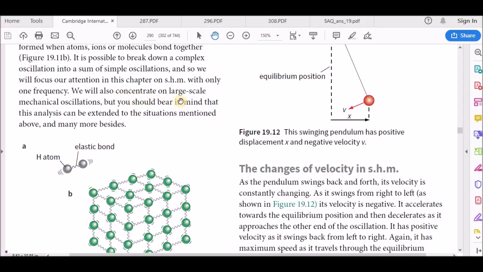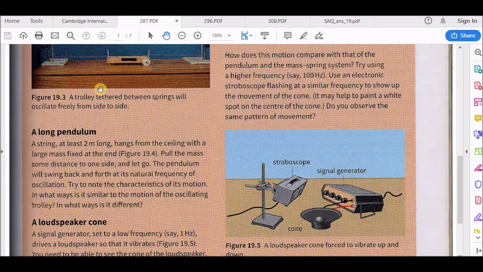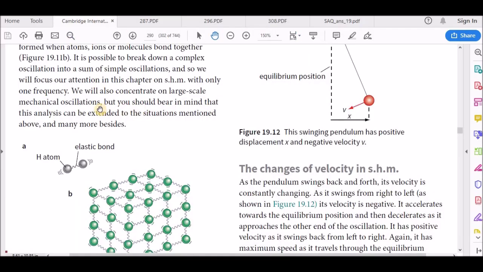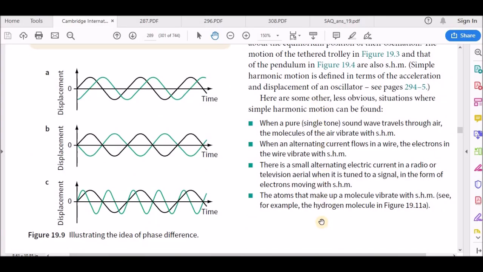We will also concentrate on large scale mechanical oscillations. Now, this is very small, so we will think of large scale ones like this one or this one, or maybe even this one. But you should bear in mind that this analysis can be extended to situations mentioned above and many more besides. So what was mentioned above was what we saw earlier, these examples, but this is on a very small scale, the size of an atom or electron.